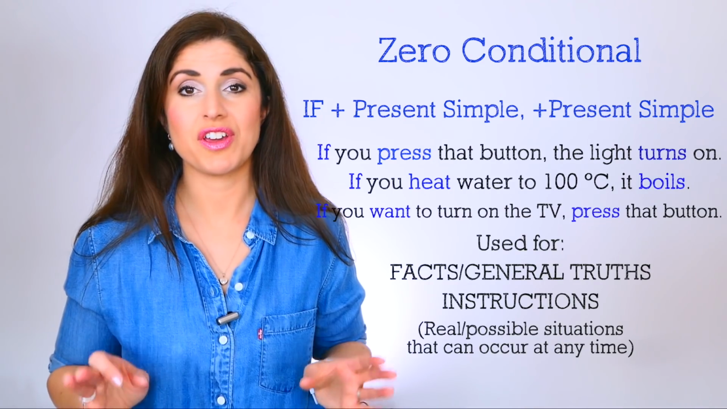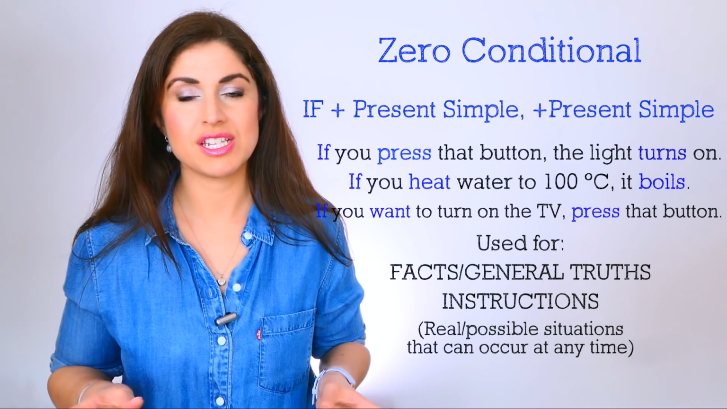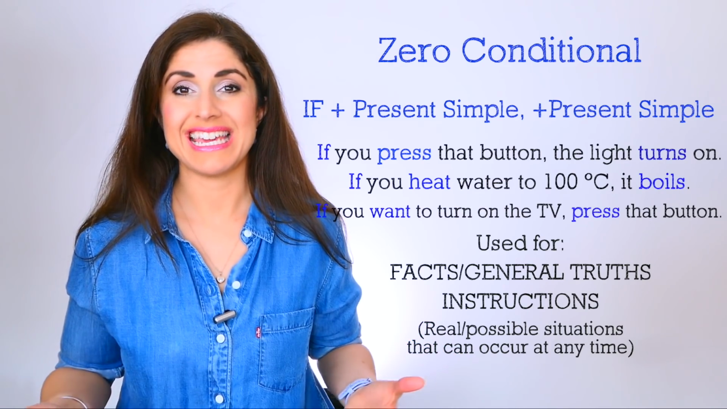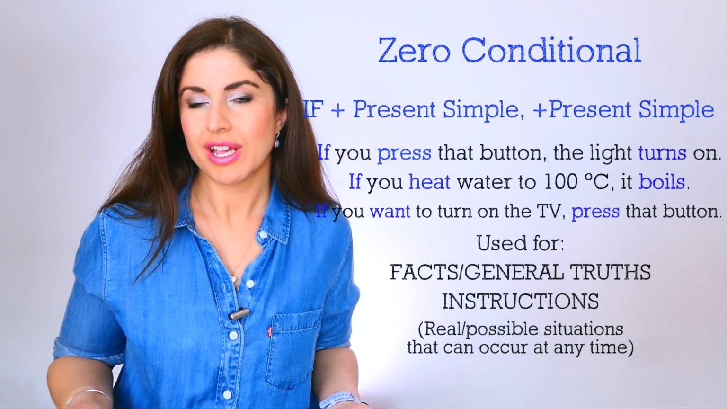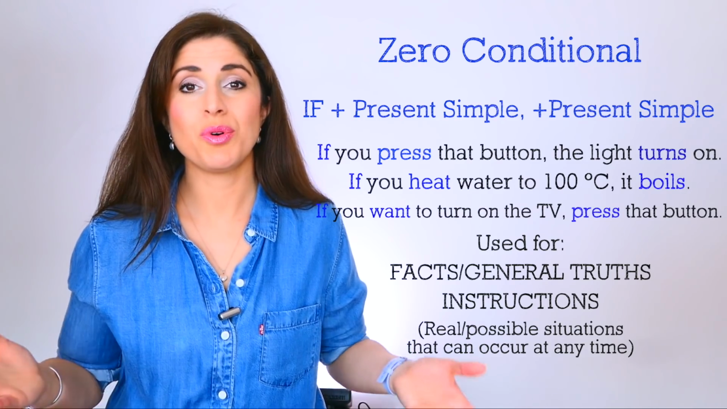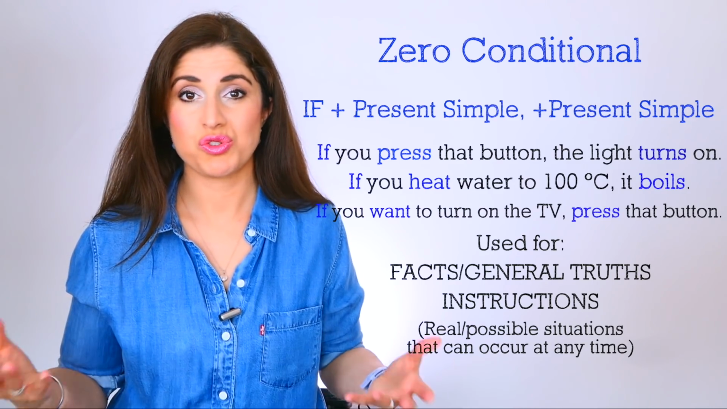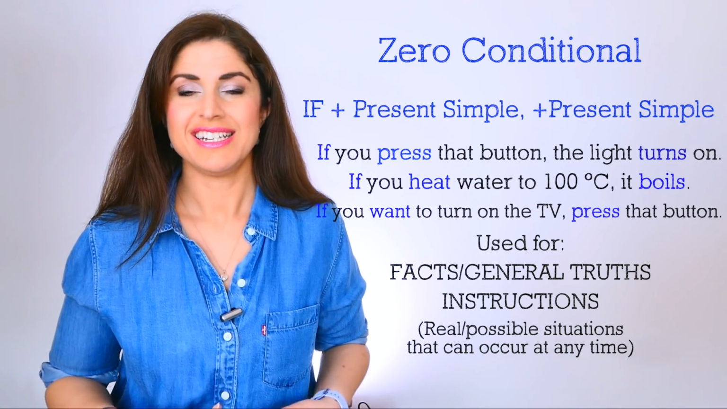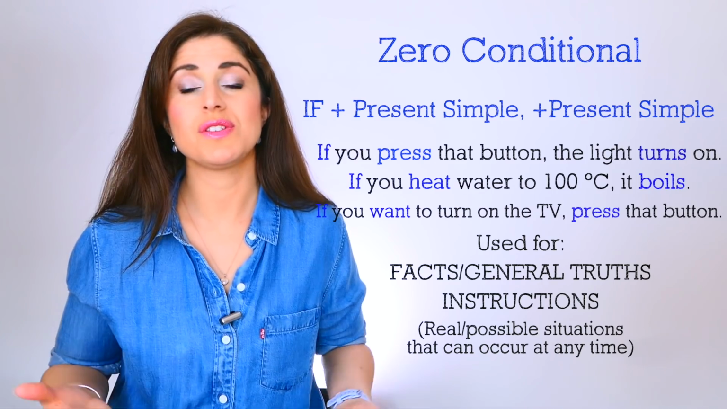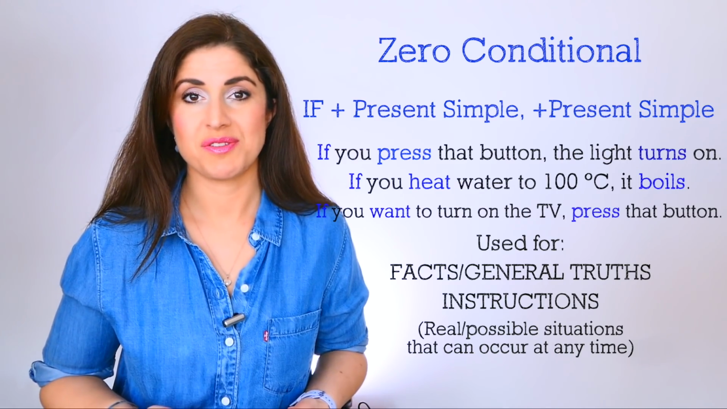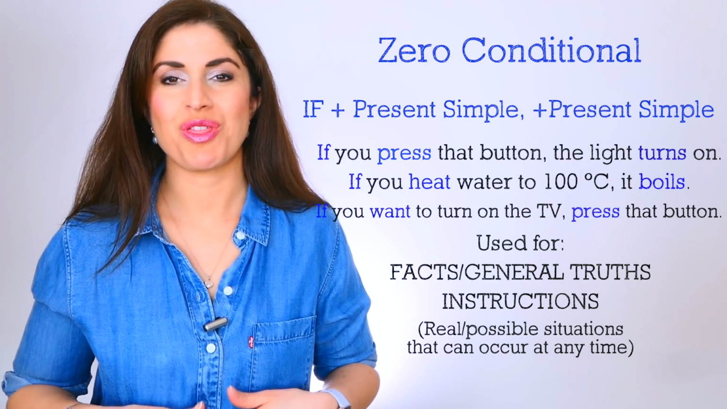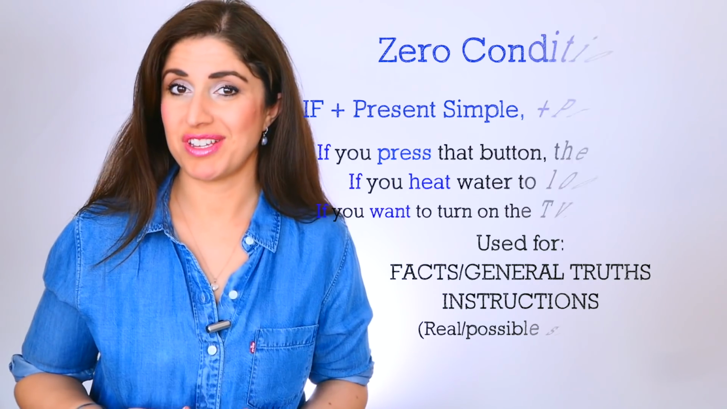Now, zero conditional focuses on real possible situations that could happen at any time, but often this is actually in the present. We use the zero conditional to talk about general truths. So if you heat water, it boils. This is a general truth. It's a fact, in fact. So this is another reason that we would use zero conditional. And of course, we use zero conditional for instructions. If you want to turn on the TV, press that button. There we go. So 3 reasons that we use zero conditional.